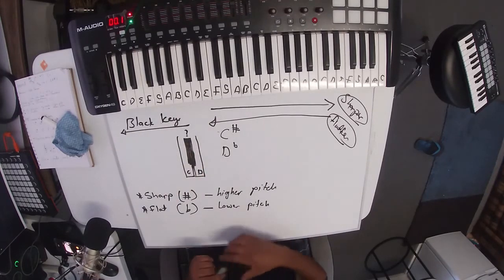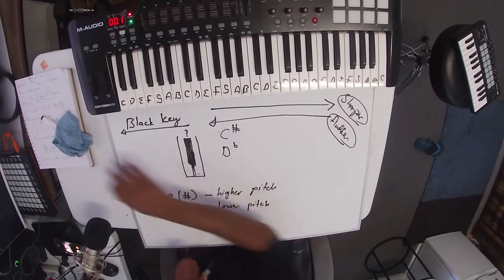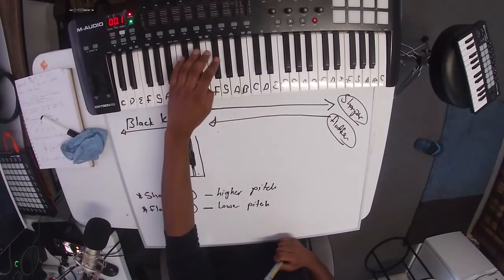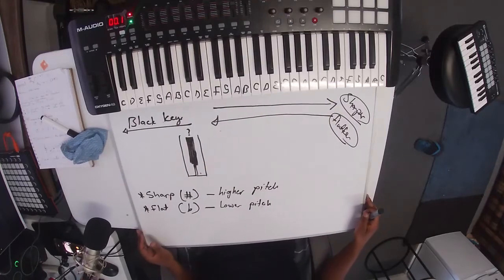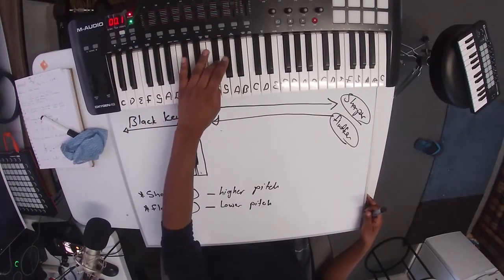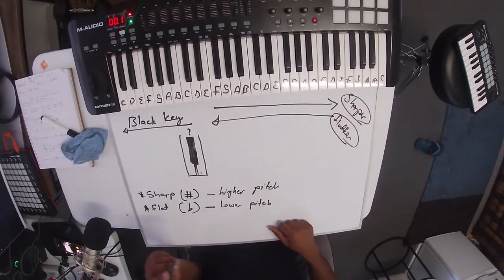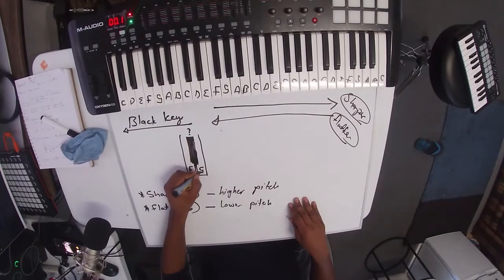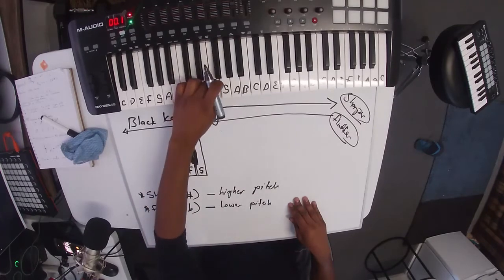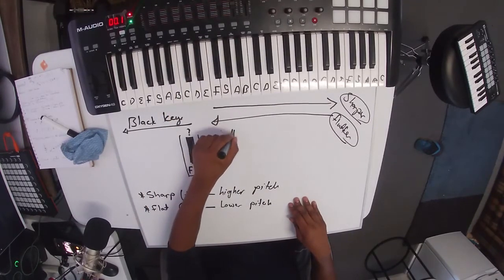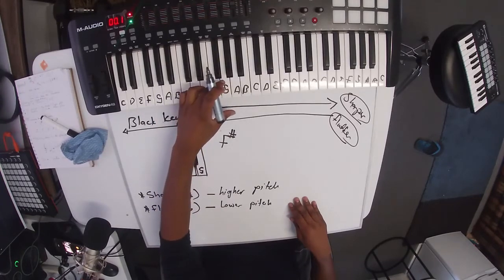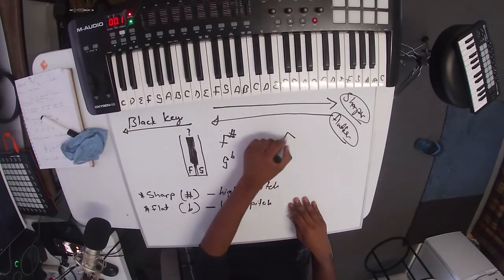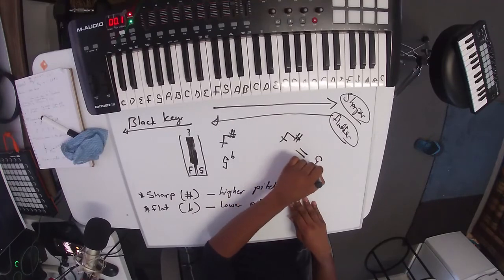Let's look at another example. Let's look at this note here, right? That note can have two names. To identify it, we need to look at the neighboring white notes. So we've got an F and a G. If it's slightly higher than F, we call it an F sharp. Slightly lower pitched than G, call it a G flat. Okay, so F sharp is the same as G flat.